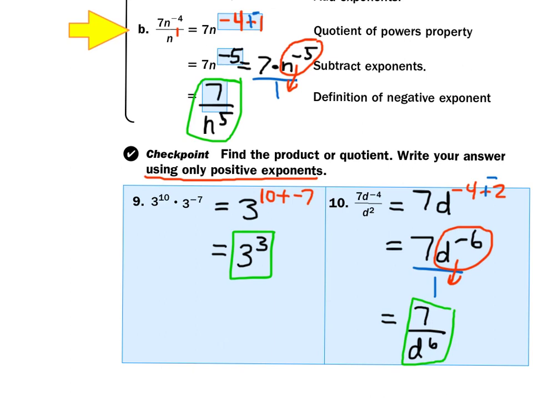Well, I see that baby wants to get in the pool, so I draw the diving board, I put a 1 in the pool, and now carefully circle the parent and the crying baby and let them climb into the pool. So that gives us 7 over d to the positive 6th power.